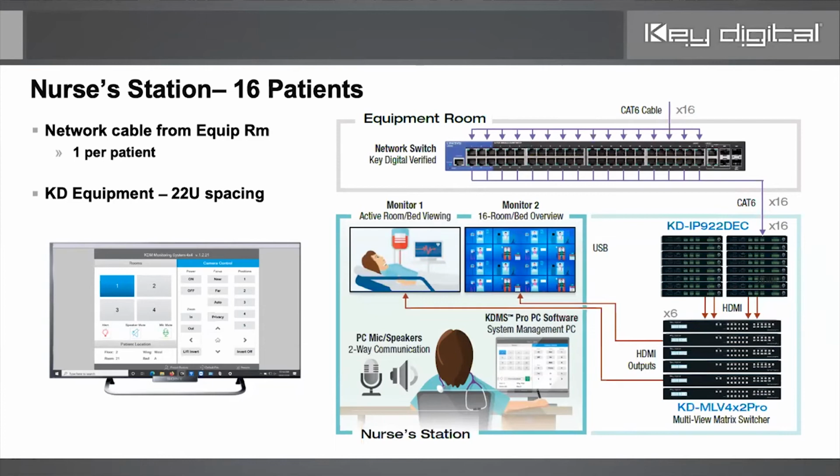Furthermore, with the MLV 4x2, you can not only tile it on one monitor, you can tile it on multiple monitors. Depending on how many patients they need at one particular station, the MLV 4x2 is flexible in the sense that it also gives you 2 outputs. There's a lot of flexibility there. You can even build out, let's say, a 2x2 video wall and then do 16 times 4 type of system and have it display on 4 monitors. So the sky's the limit.